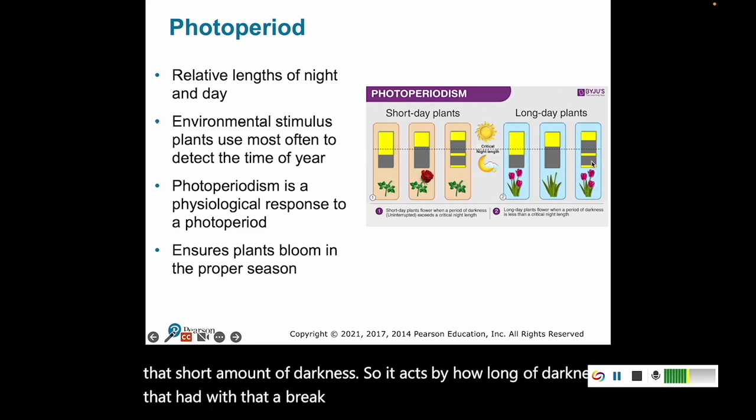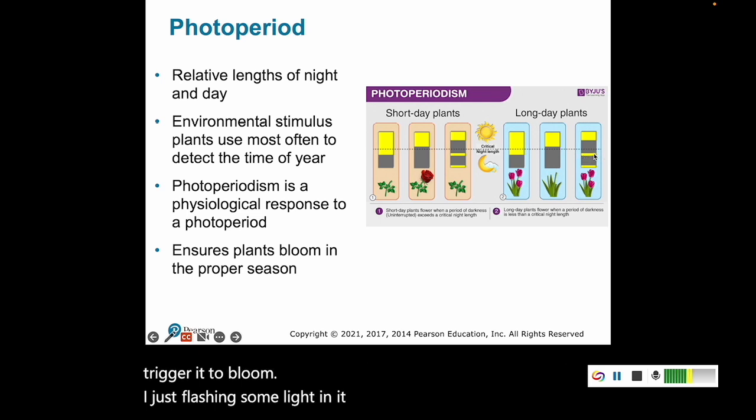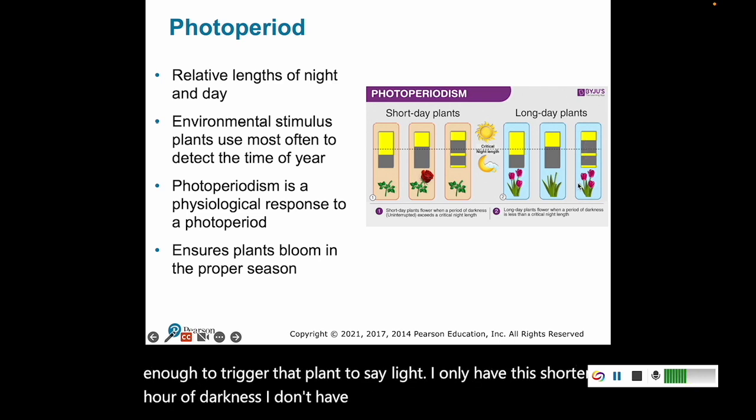Here, this long day plant, you could trigger it to bloom by just flashing some light on it. Even just a second or two of light is enough to trigger that plant to say, oh, light, I only have this shorter hour of darkness. I don't have a long night anymore. It's time to bloom.